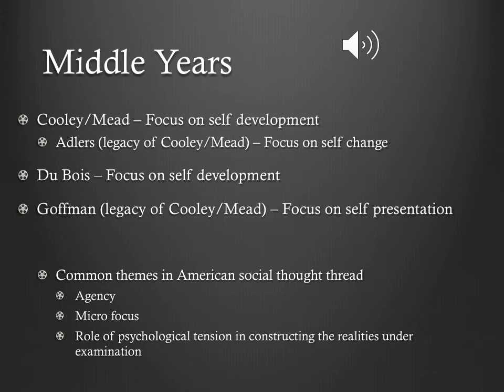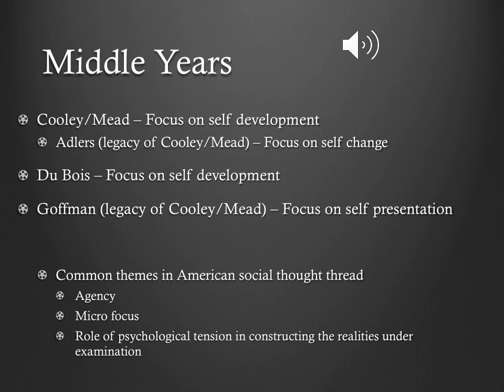So common themes in the American social thought thread. Again, the focus on agency. We can see in all four of the pieces, being aware of the role you're in and having to play out that role. For Mead, being aware of the new forms of feedback and how you are changing your sense of self in the Adlers. Being aware of how other people see you, the stigma that they impose upon you. You see that idea in both Du Bois and in Goffman's piece as well.